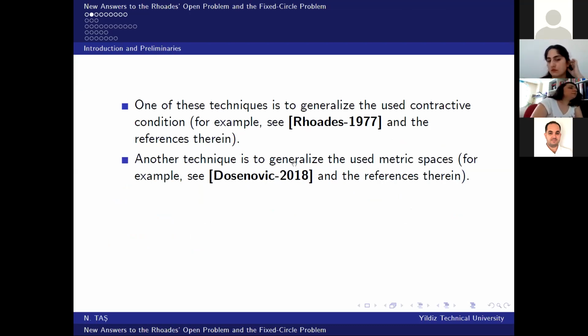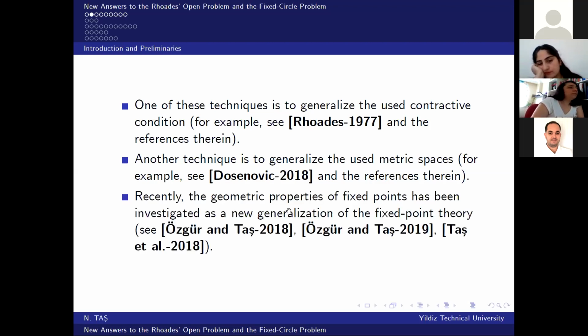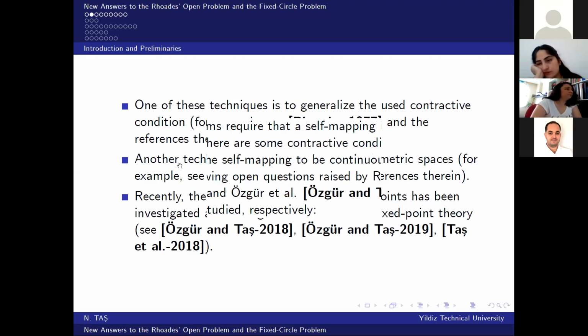Another technique is to generalize the metric spaces. Some of them are S-metric spaces, geometric spaces, B-metric spaces. These references are a survey on these techniques. Recently, the geometric properties of fixed points have been investigated as a new generalization of the fixed point theory. These are some basic references.